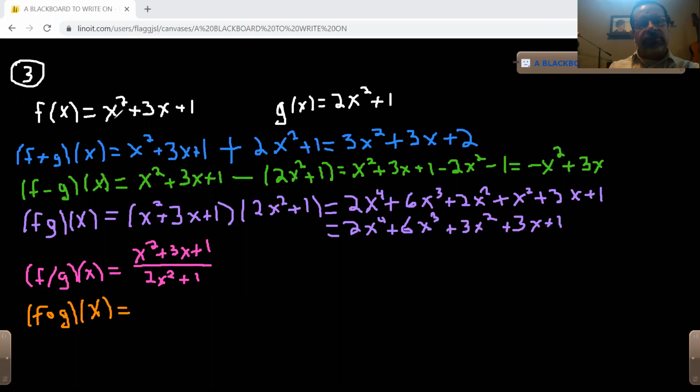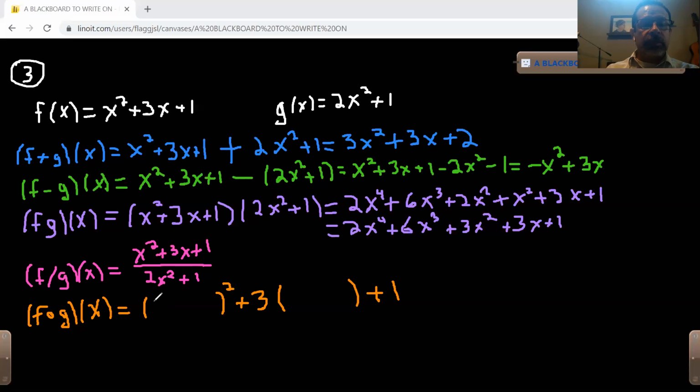But what I'm going to do is the following. I'm going to grab f of x, and I'm going to put parentheses wherever there is an x. So I'm going to say that first we've got x squared plus 3 times, in this case, x plus 1. And why am I putting the parentheses there? Because what I'm going to write inside the parentheses is g of x.